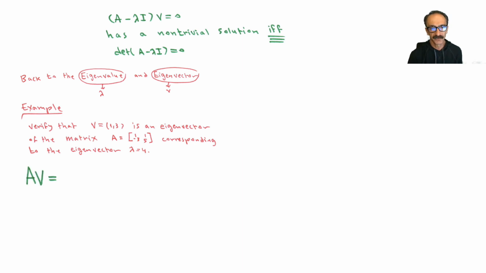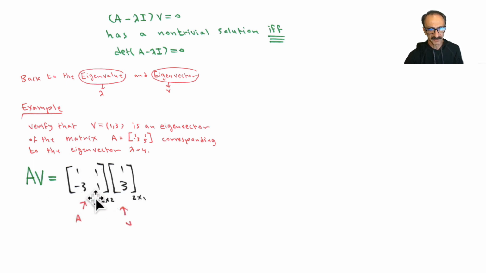So we have A times v. Our A is given, our v is given, so let's write them down. We have [1, 1; negative 3, 5] for A, and for v I have (1, 3). To multiply a 2 by 2 times a 2 by 1, we get a 2 by 1, and that's a 4 and 12.